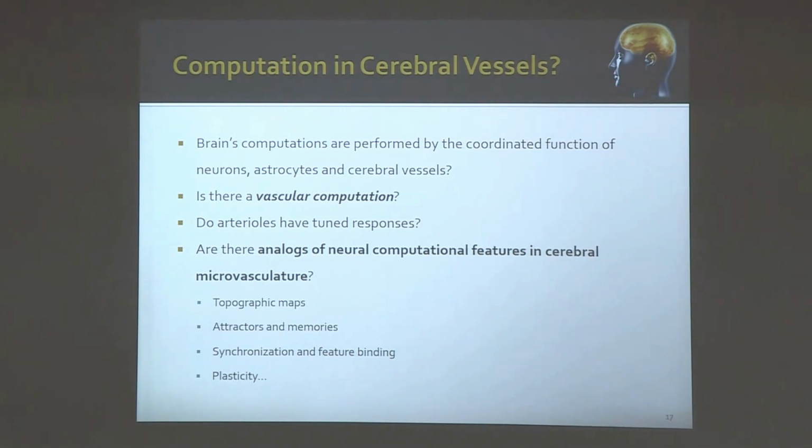In fact, that's what you're actually seeing in your functional imaging. The only thing is you don't think of it along those lines. Right? So then what about other analogs of neural computational features in cerebral vasculature? I'll come to that in a second.